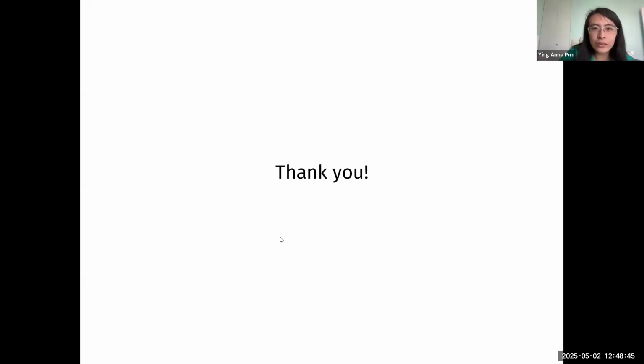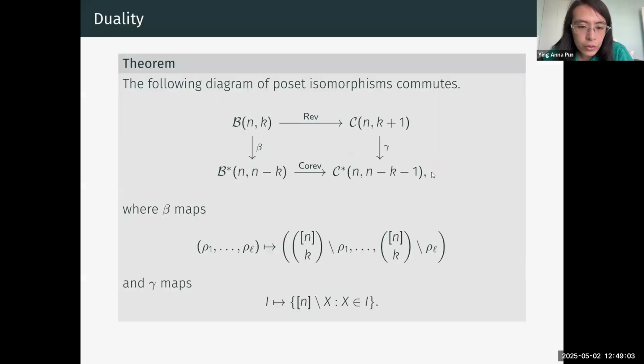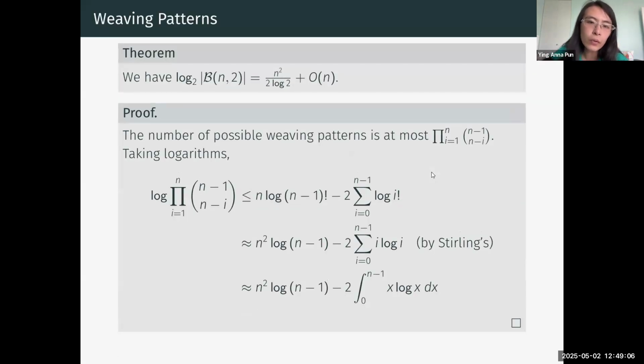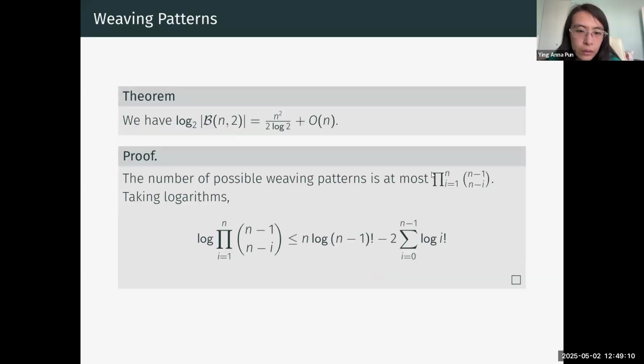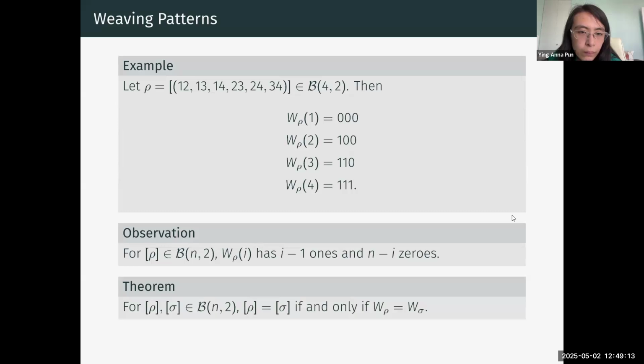Thank you so much. Any questions for Herman? I do have a question. So, in the theorem that you said that you have the weaving diagram into 0 and 1. Yeah. What is the proof of that? How do you see that different weaving patterns capture the commutation classes?